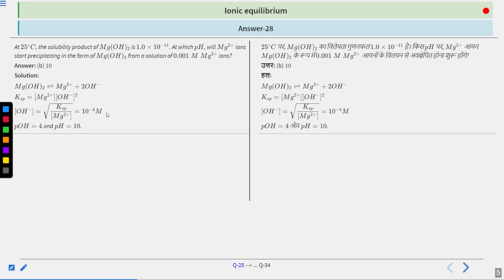So pOH will be how much? pOH will be 4. Very simple. Take the log of this 10 to the power minus 4 and put a negative sign against it, and you will get the pOH as 4. Then 14 minus 4, which is your pH, comes out to be 10.